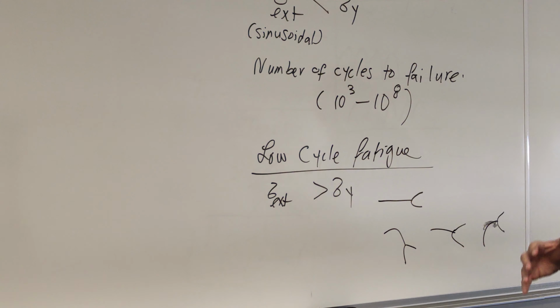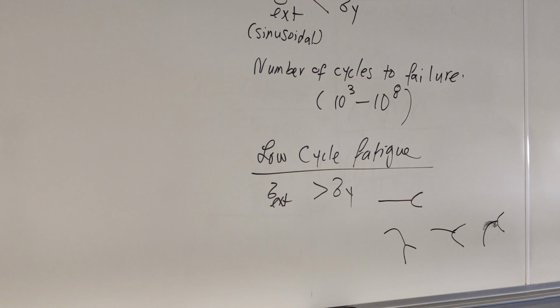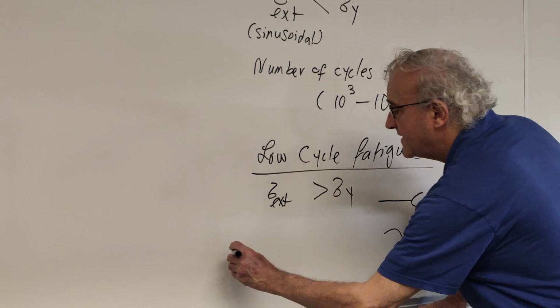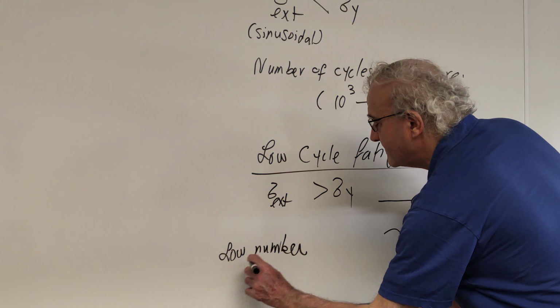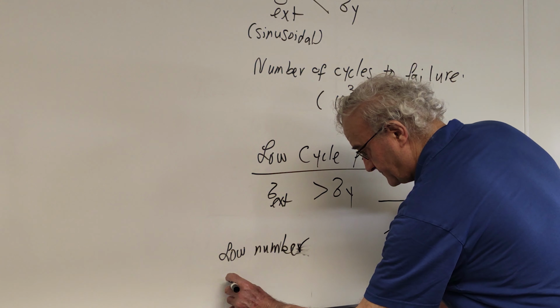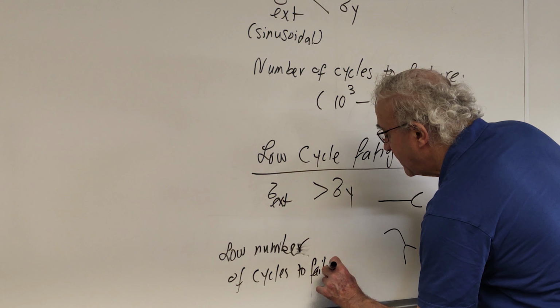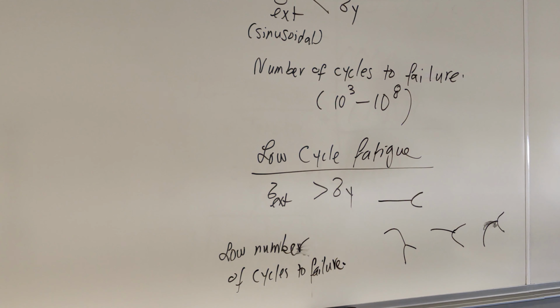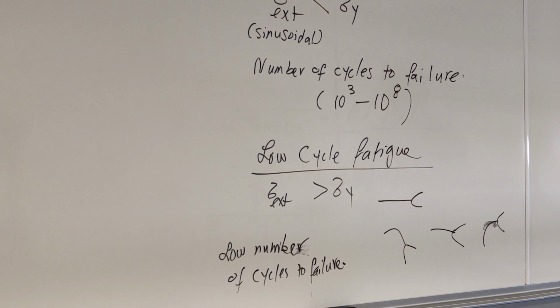In other applications, which again I'm going to ask you to look at in the report, you're going to find that there are lots of components which are exposed to low cycle fatigue. So what is low cycle fatigue? It is when you have a low number of cycles to failure. Now, sometimes you can get 1,000 cycles, but still that is less than the number of cycles to failure in high cycle fatigue.